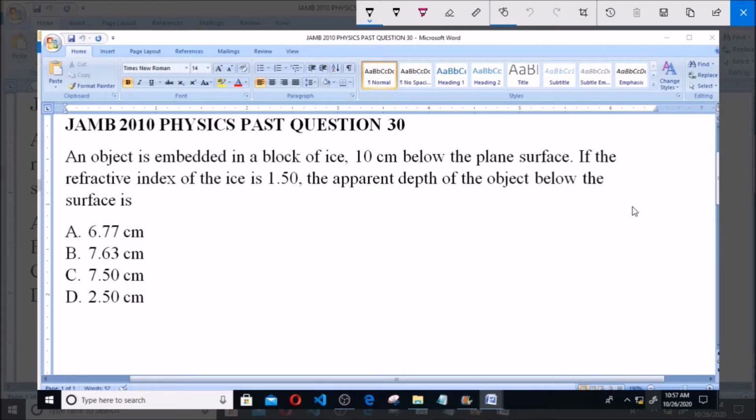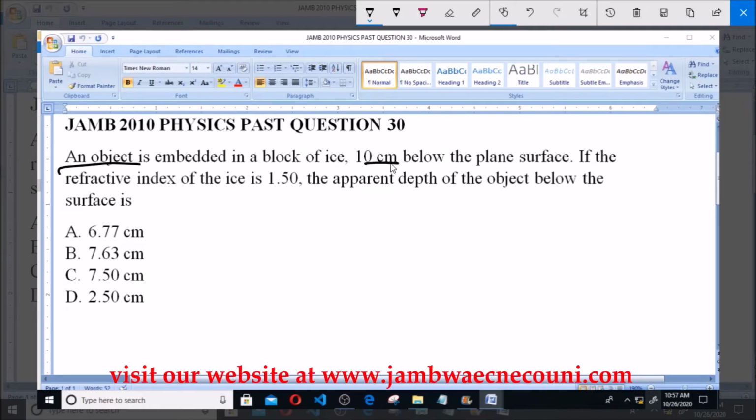An object is embedded in a block of ice 10 centimeters below the plane surface. If the refractive index of the ice is 1.50, the apparent depth of the object below the surface is: A. 6.77 centimeters, B. 7.63 centimeters, C. 7.50 centimeters, D. 2.50 centimeters.